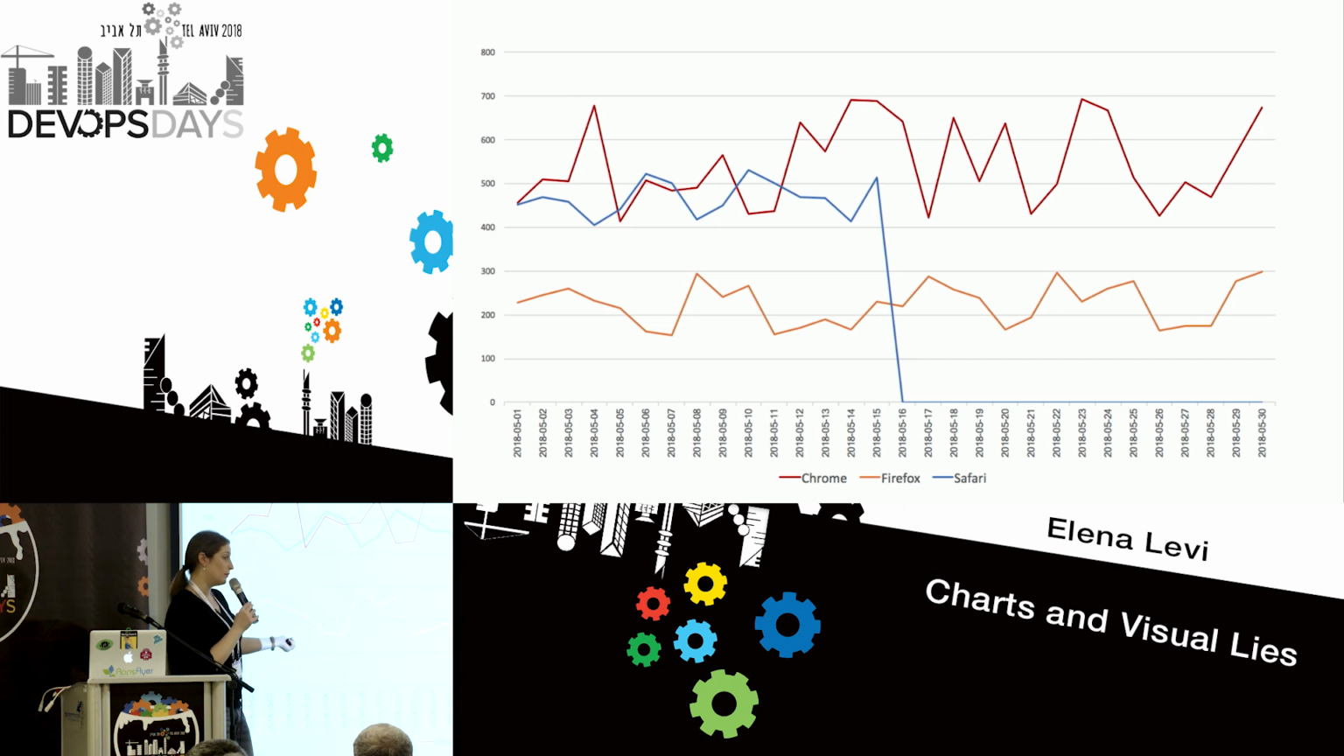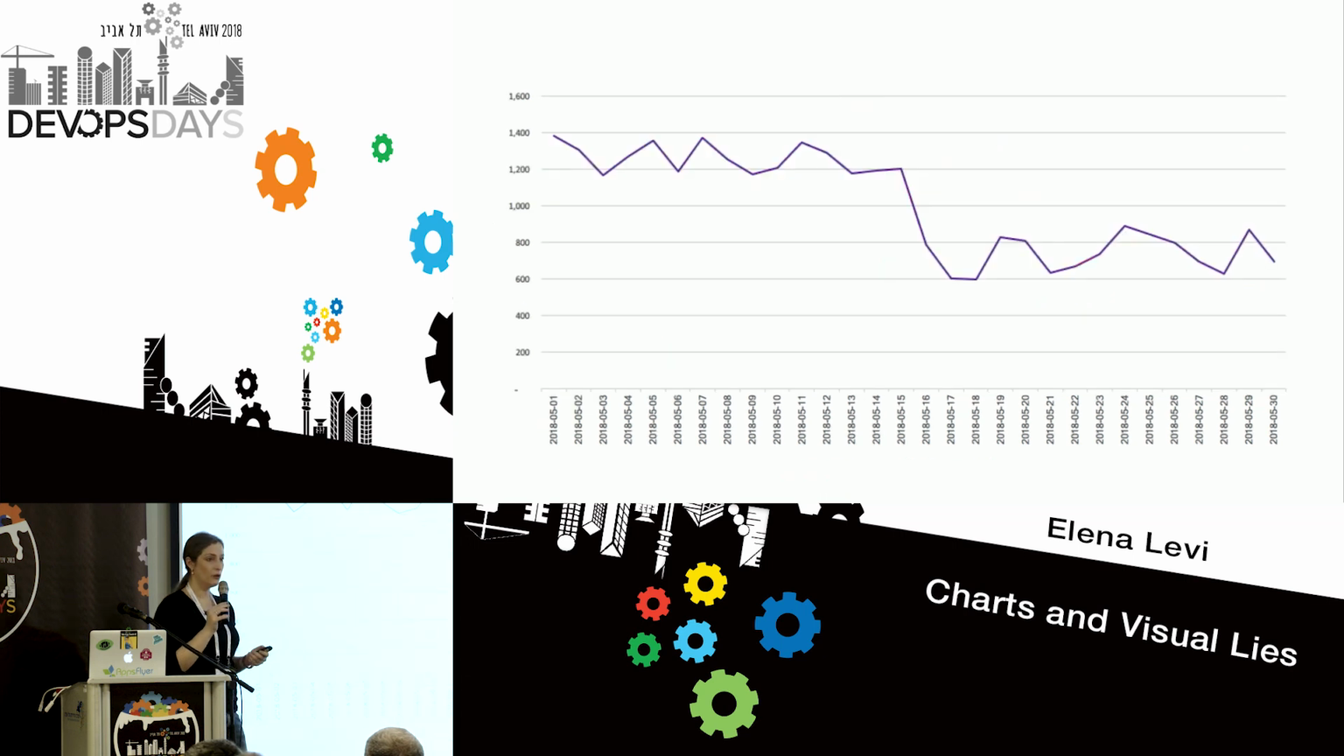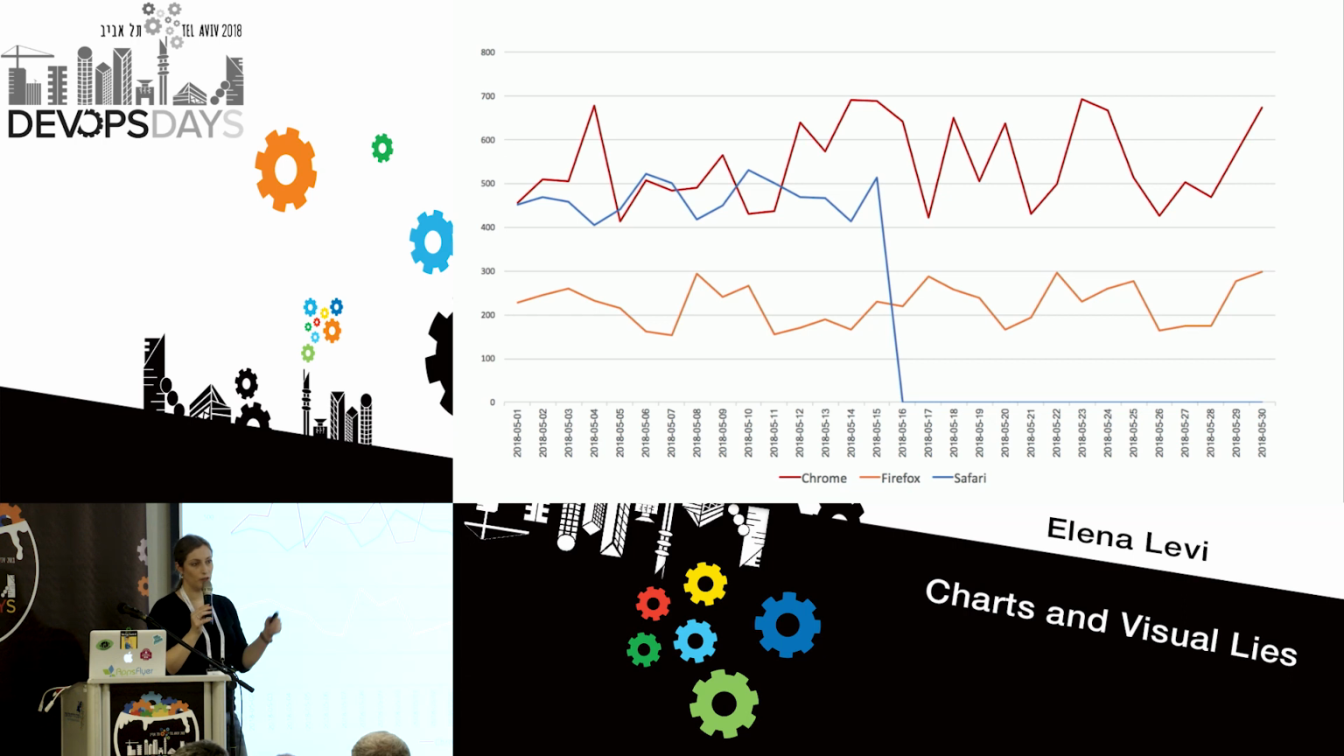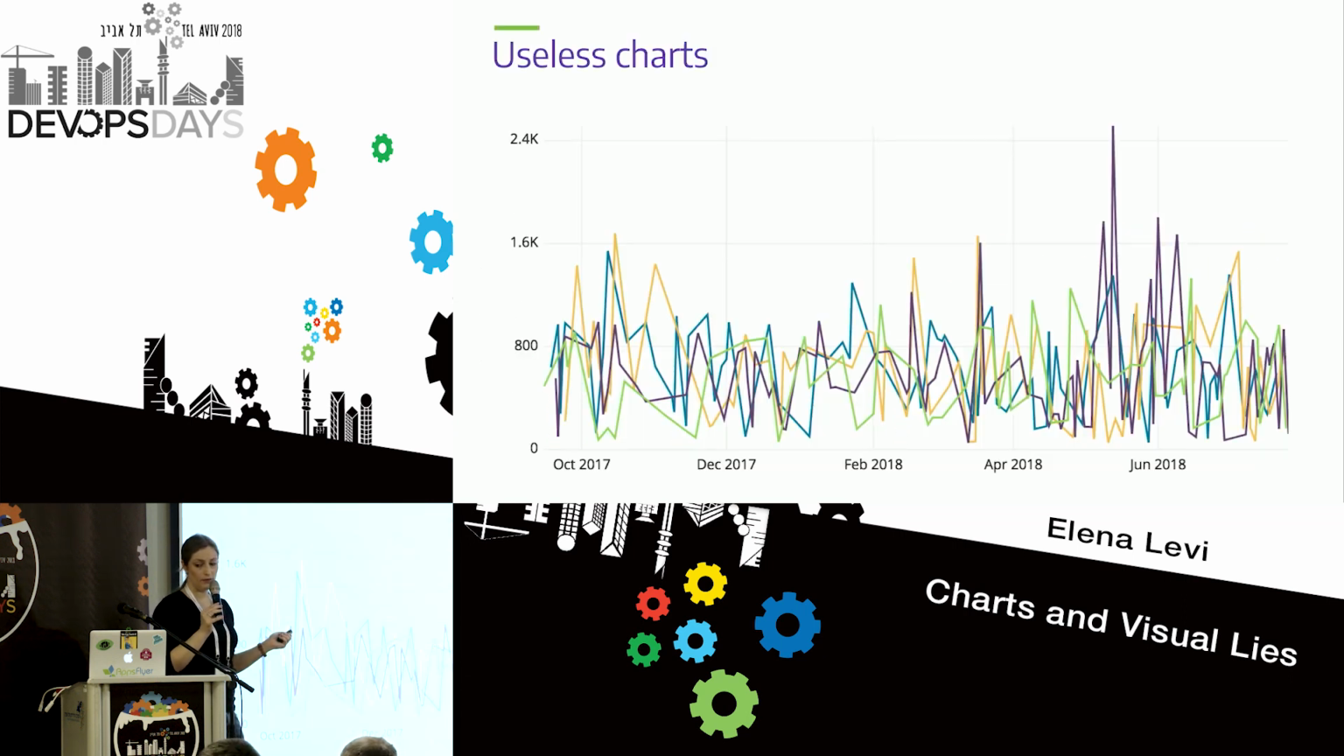So here I sliced it by browsers, and we can clearly see that Safari has a problem. This is where the problem is coming from. So looking at it like this shows us there's a problem. When we know there's a problem, we can break it down through different parameters and see what's the problem. But looking at it like this, it's just too hard to see.